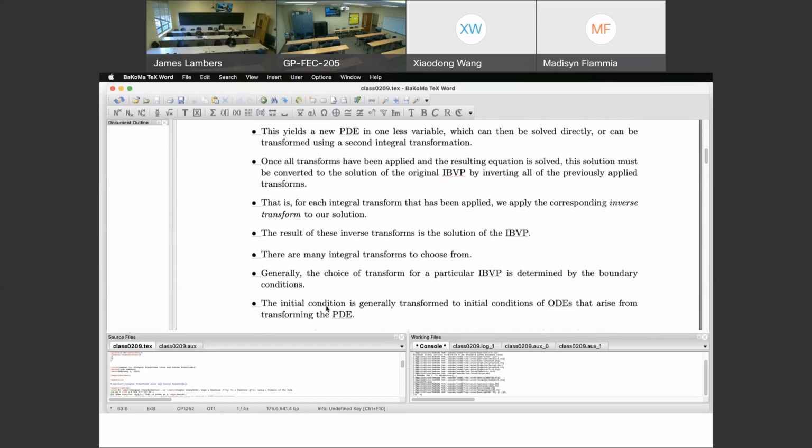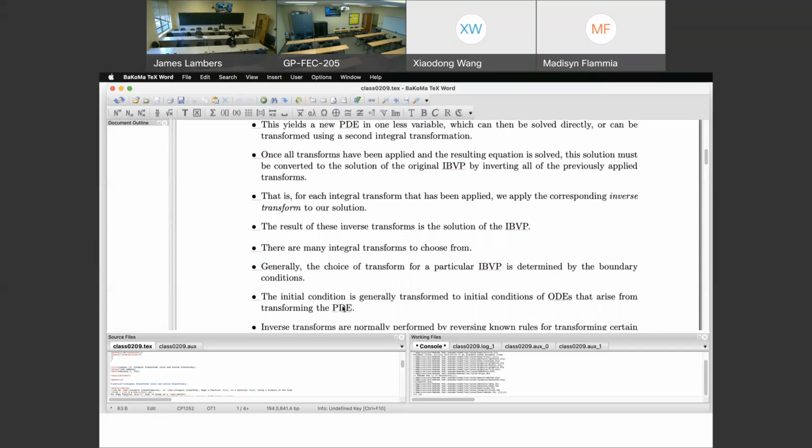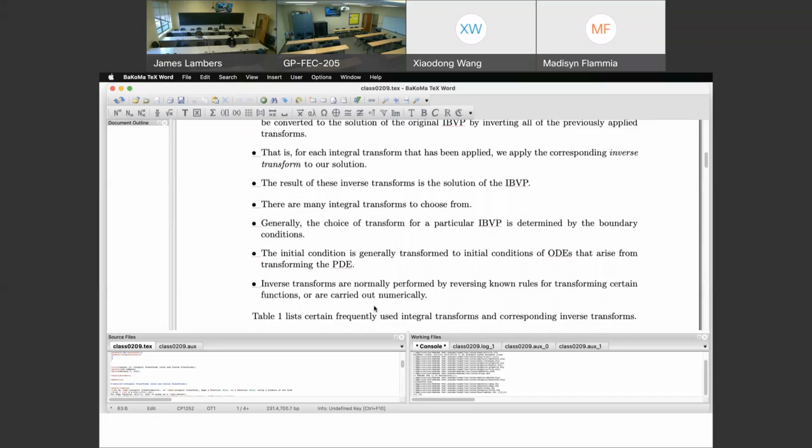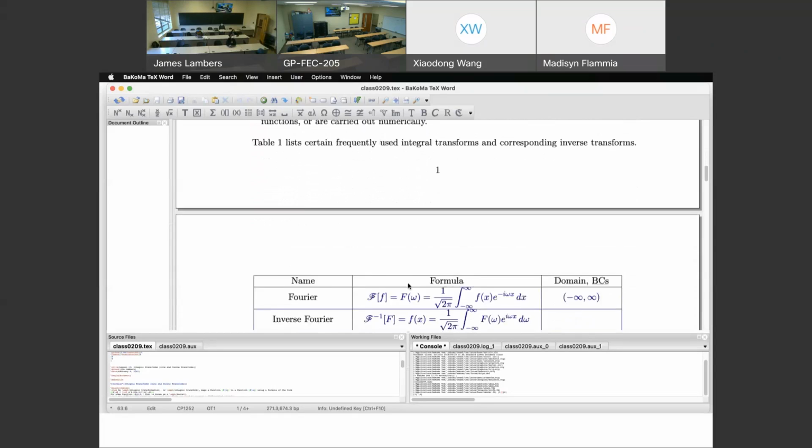Whatever initial condition you have, you're applying your transform to that, and then you're working with its transform and solving the simpler equation. All right. So I'm going to show you select transforms that will be of interest to us, and then I'll show you how they're used.